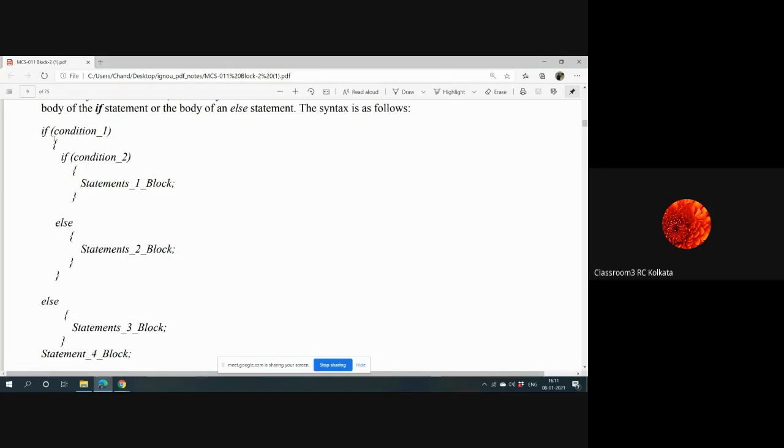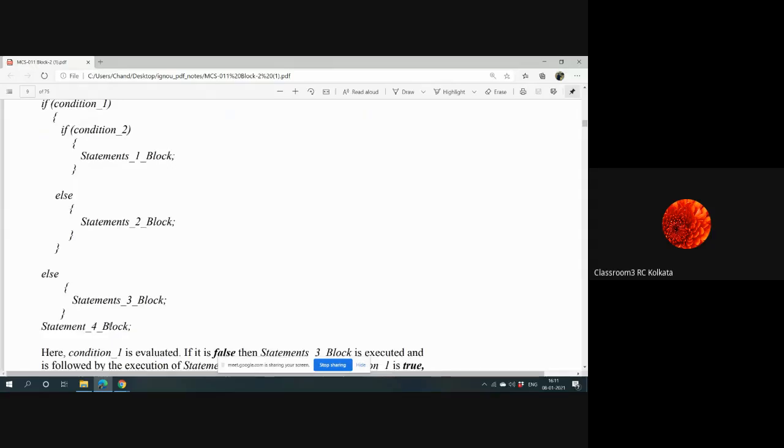It is closed at the last line here. See, the if statement started, and the if statement closed. Inside this if, one if is there, one else is there. If the condition is true, you will enter here. If including condition 1 being true, condition 2 is also true, then you will enter here. If condition 1 is true but condition 2 is false, then you will enter here. If condition 1 is false, then you will enter here. So this is called nested if.